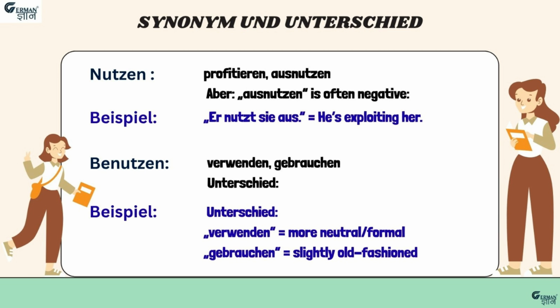Next difference is on the basis of synonyms and Unterschied. The synonyms of Nutzen are profitieren or ausnutzen. But remember, ausnutzen is often negative. For example, er nutzt sie aus means he is exploiting her. The synonyms of Benutzen are verwenden or gebrauchen. Verwenden is more neutral or formal and gebrauchen is slightly old-fashioned. Remember that verwenden can often replace both Nutzen and Benutzen, especially in written German, but verwenden is more a synonym for Benutzen.